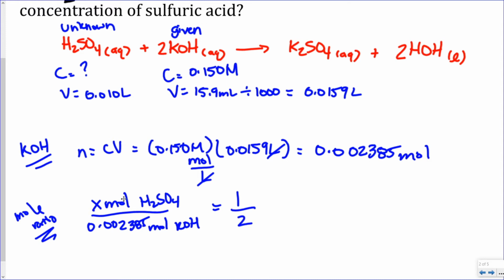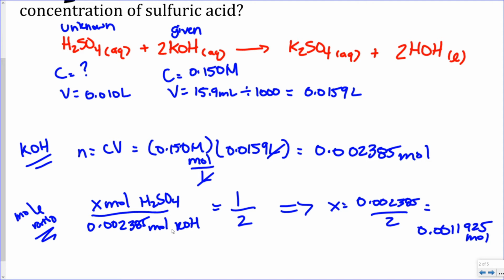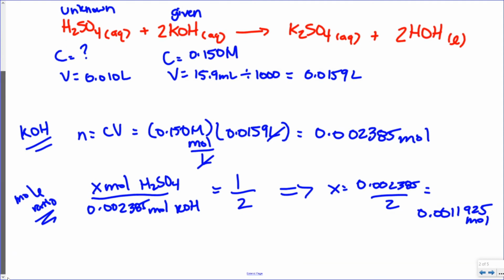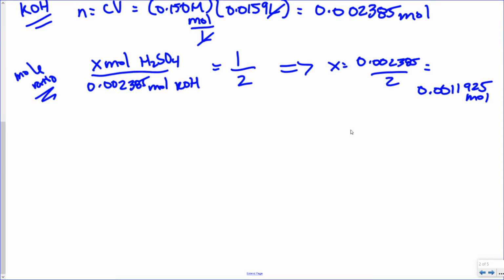What are we going to do? We're going to do 2x equals 1 times this number, which is just this number. So we're really just going to get x equals 0.002385 divided by 2. And that gives us 0.0011925 moles of H2SO4. So finally, we now need to convert the moles of H2SO4 into, in this case, concentration. That's what we're being asked to find.